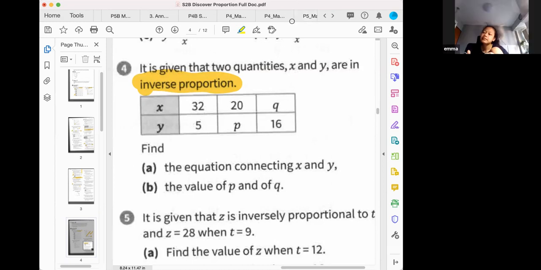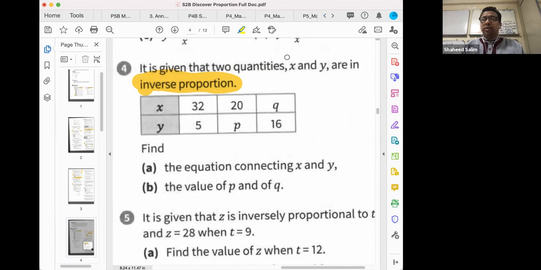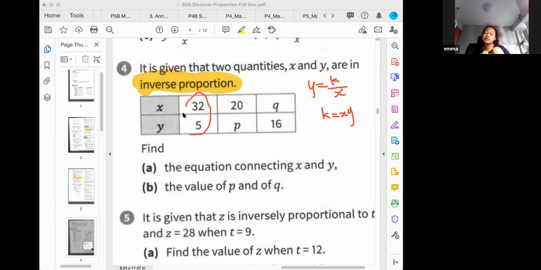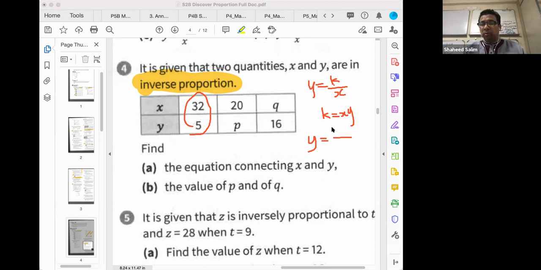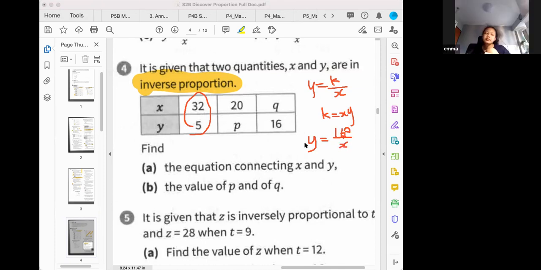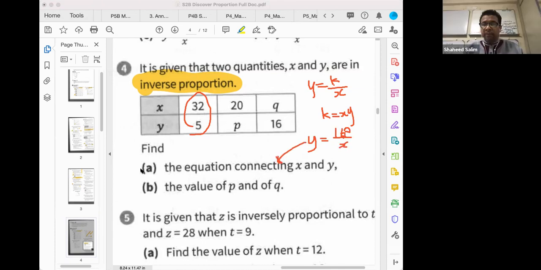So now, what you need to do, you write down the generic equation. What's the generic equation? Y equals K over X. Now you need to find what is K. How to find K? K is X times Y, not X over Y. So you take this one, 160. So what's the equation? Y equals 160 over X. This you have answered question number A.